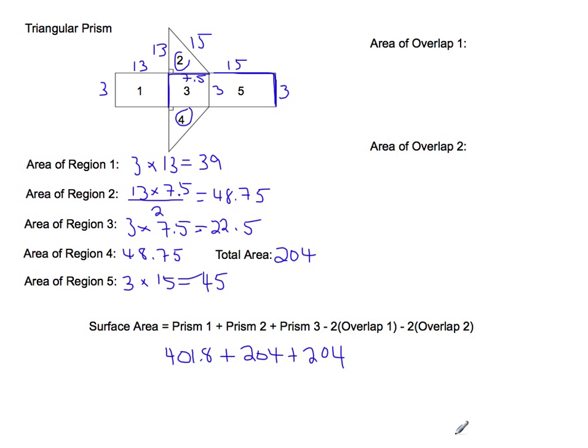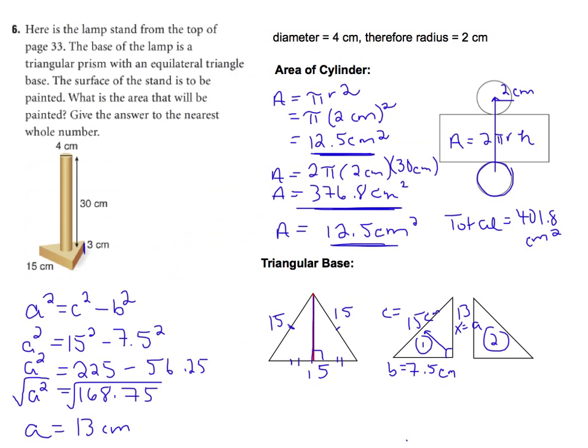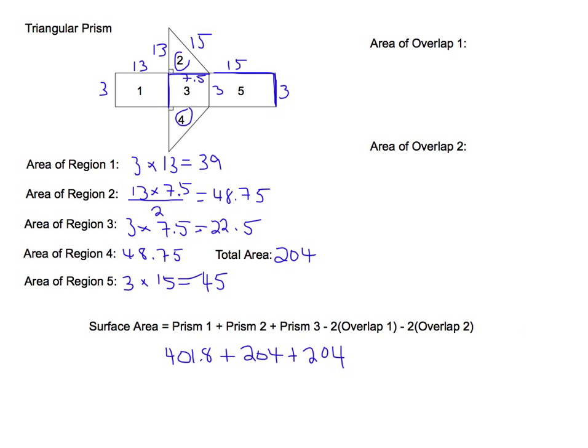Okay? Now, we have to talk about our overlaps. So what we're going to do is we actually have two overlaps here, because we have a circular base that overlaps between the cylinder and the triangular prism on the bottom. So we know that this is the area of my base. So one of my areas of overlap is 12.5 centimeters squared.